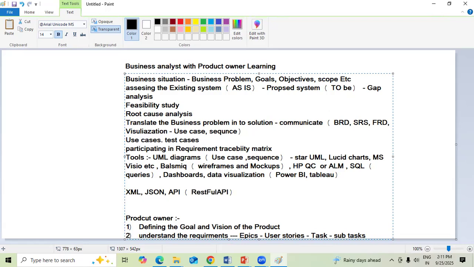RESTful API knowledge is required. Next, some knowledge over web services. These are all the technical skills.